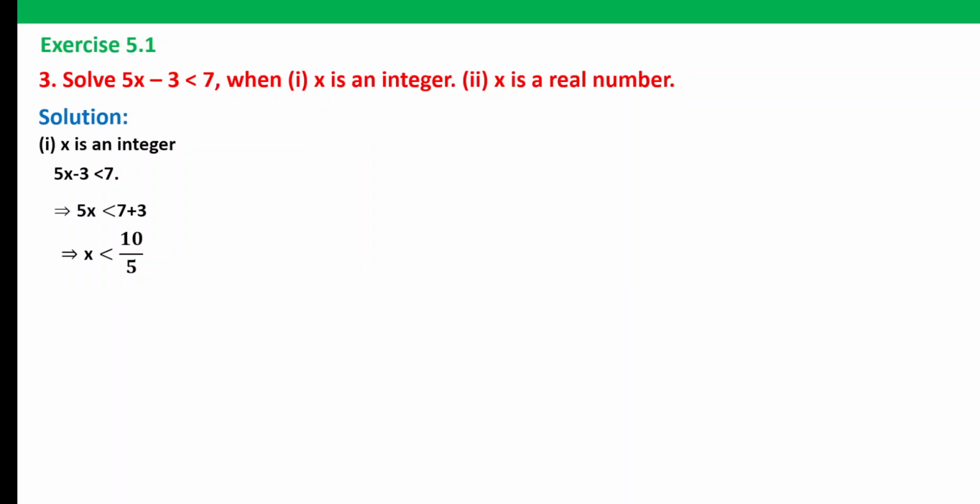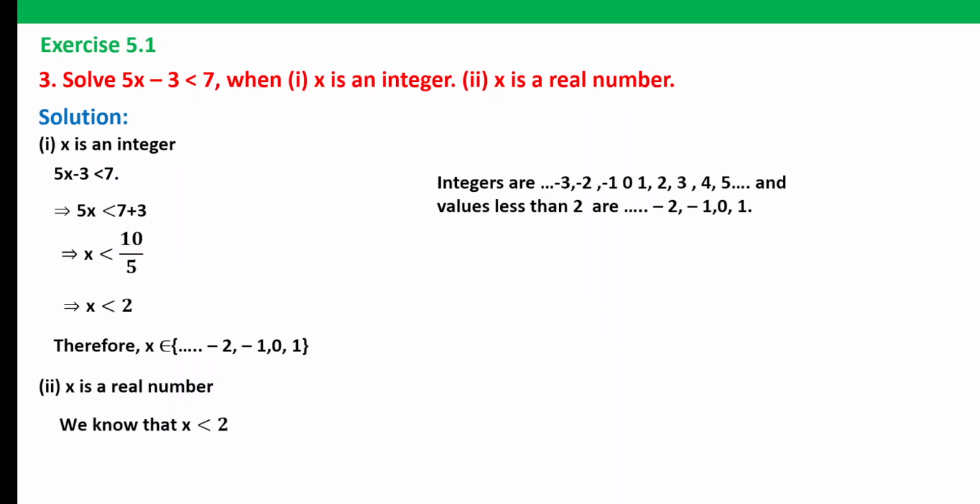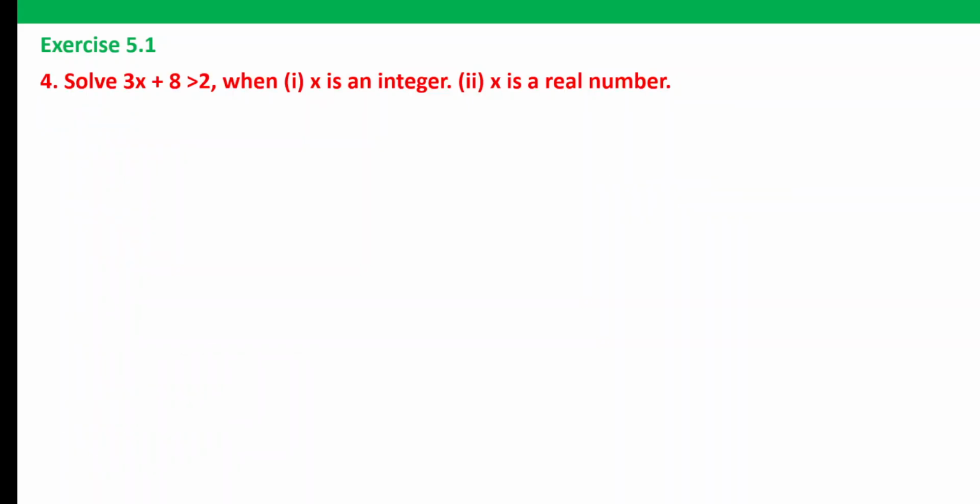Then x will be less than 10 divided by 5. 5 1s are 5, 5 2s are 10. So x will be less than 2. So integers are from minus infinity to plus infinity. So integer values which are less than 2 are from minus infinity to 1. Therefore, x belongs to minus infinity to 1. Let us see the second subsection, x is a real number. We know that x is less than 2. So therefore, all the real numbers belong to minus infinity to 2.